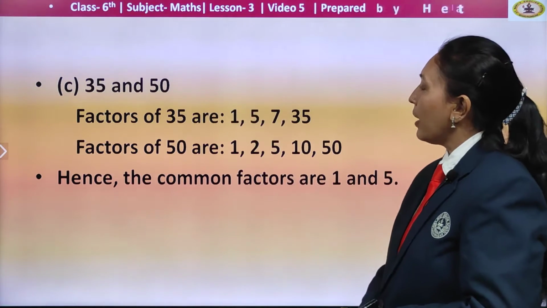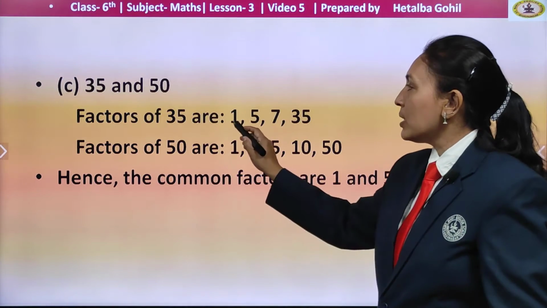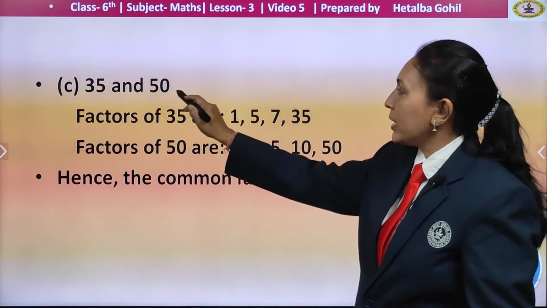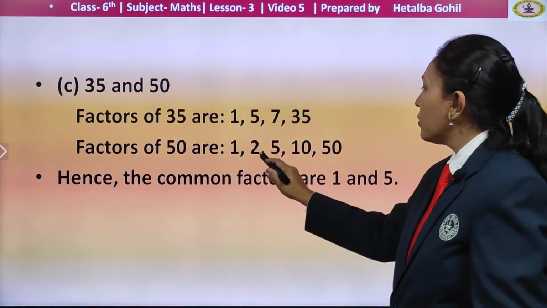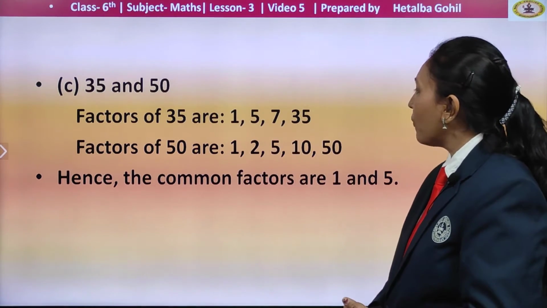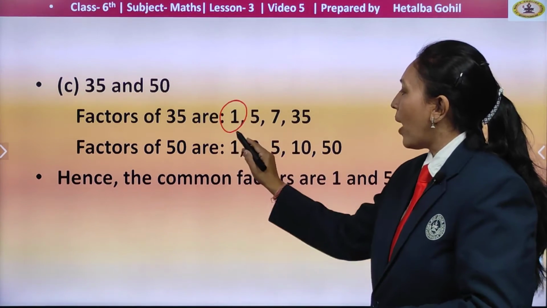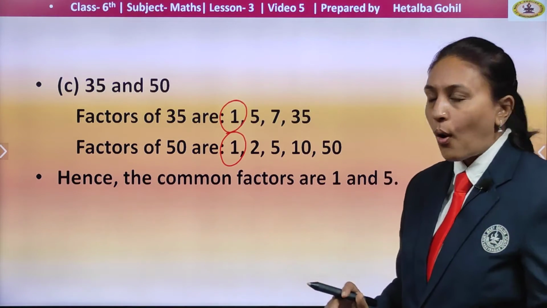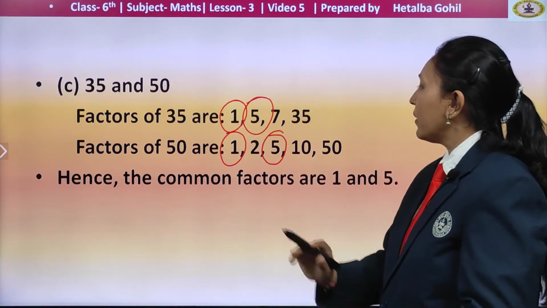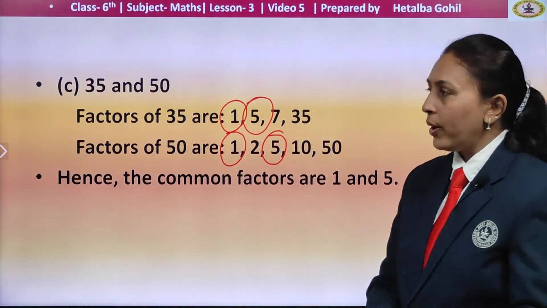Next, we have 35 and 50 here. So let us first list the factors of 35. The factors of 35 are 1, 5, 7 and 35. And the factors of 50 are 1, 2, 5, 10, 25 and 50. Now after listing the factors, let us find which are common among both of them. We have 1. Children, we know that 1 is the factor of all the numbers. Then the second we have here is 5. So we have two common factors of 35 and 50, that is 1 and 5.